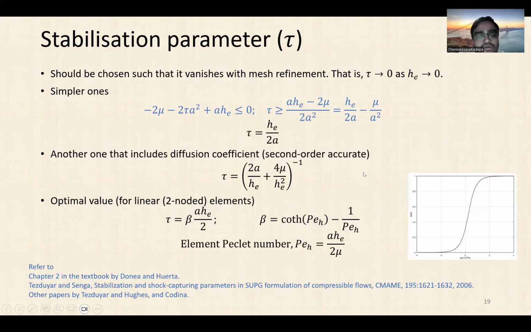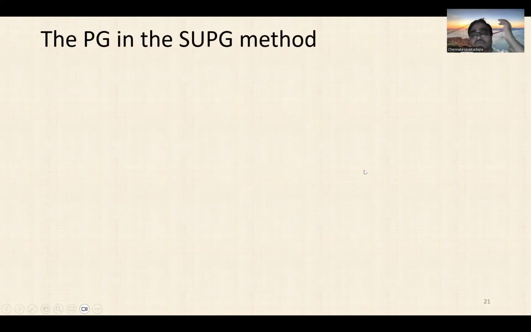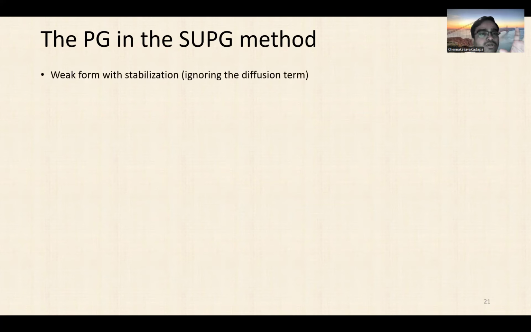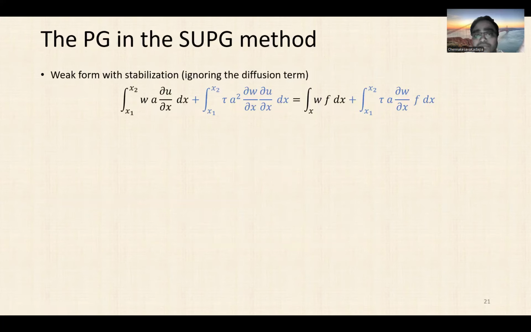Now we have completed 1D. Why do we get better results when we add stabilization? What is happening? To understand this, first let's understand the terms in SUPG, starting with PG. So this is our weak form, ignoring the diffusion for the time being, because the advection term is the main culprit. The advection term is the problematic term, so we look at only the advection term.